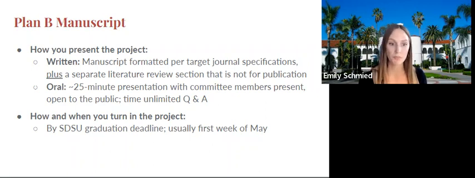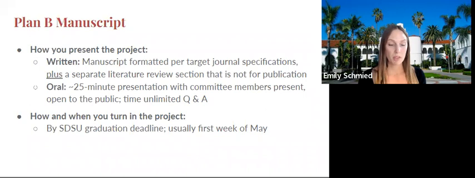You are also responsible for writing a completely separate chapter, separate from the manuscript, which is a full literature review section that's not meant for publication, but it's meant to further demonstrate your mastery of the content area that you are writing about in the manuscript. You will also give an oral presentation of approximately 25 minutes with all of your committee members present. It's open to the public, and then again, there is a Q&A section where you are required to speak to certain aspects of your project.